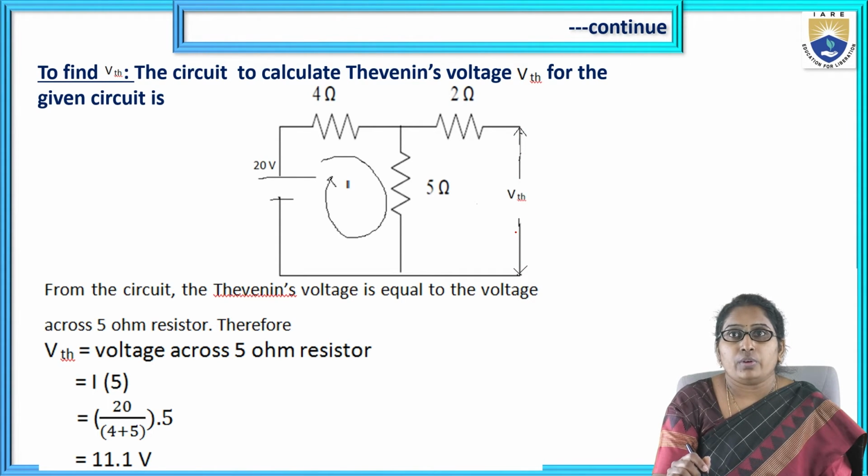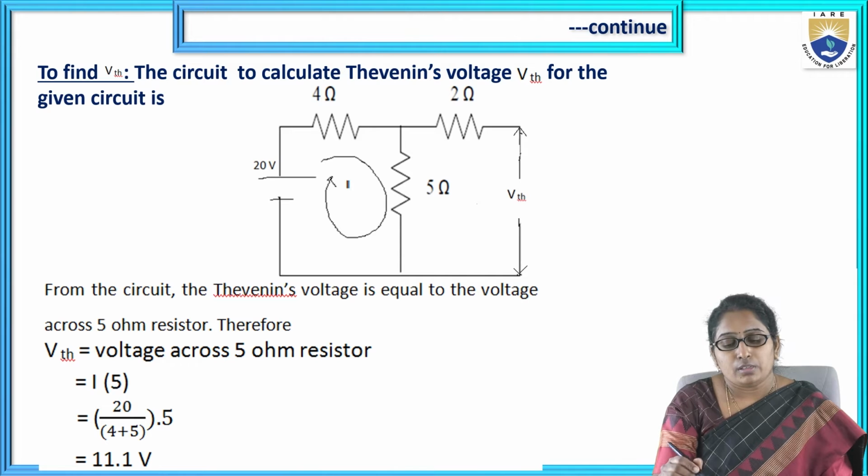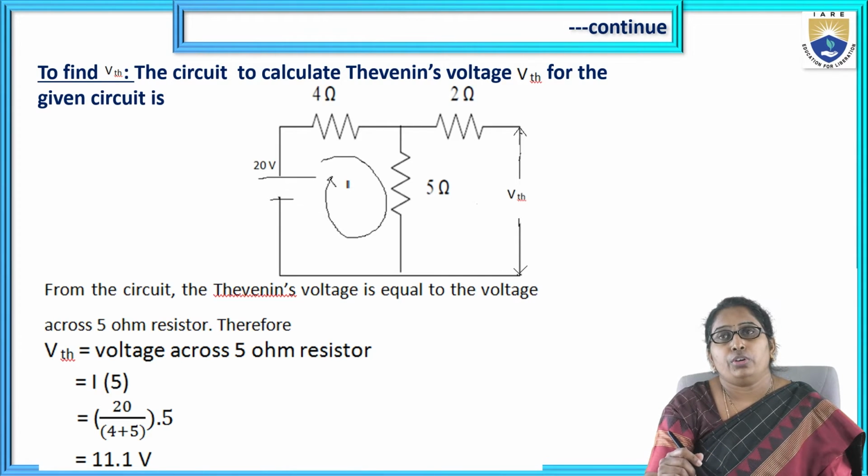So this is the given circuit. Only remove this 3 ohm and find the voltage there. The remaining circuit is not going to be disturbed. So this is the circuit for VTH. Now, how to find this VTH voltage here? Using our basic knowledge, solve this circuit to calculate this voltage.